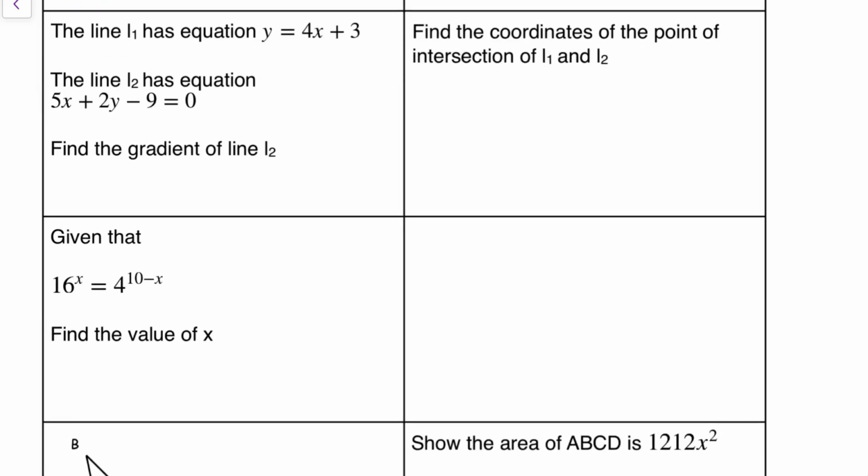Next question. The line L1 has equation y equals 4x plus 3. The line L2 has equation blah. Find the gradient of line 2. Find the coordinates of the point of intersection. Okay, so we've got two different questions here. So first question is just find the gradient of L2.